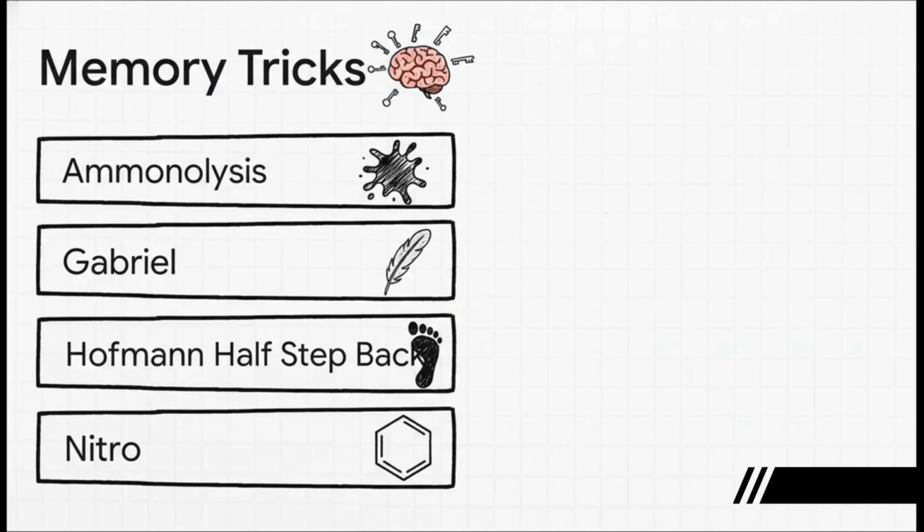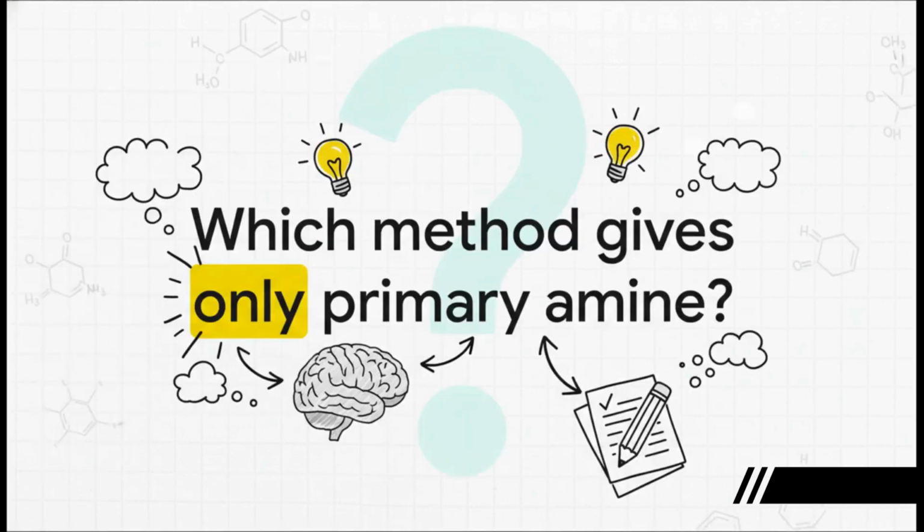Here are a few silly little tricks that work wonders under pressure. For aminolysis, just think aminolysis is a messy synthesis because you get that mixture. For Gabriel, think Gabriel is gentle because it gives you that 1 pure, gentle product. And for Hofmann, remember, Hofmann takes a half step back because you lose a carbon, stepping back in the chain. Simple, but they work. All right, time to put your brain to the test.